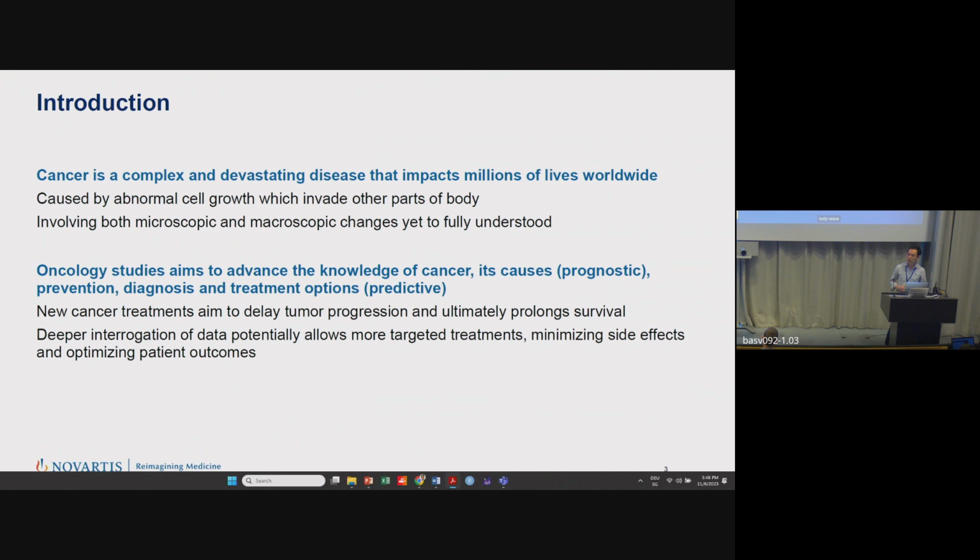New cancer treatments these days focus on not only delaying the tumor progression itself, but ultimately also prolonging overall survival of the patient. So having a deeper integration of the data can potentially allow us to have more targeted treatments, minimize the side effects of the treatment, and also optimize patient outcomes. So to have individualized treatment options depending on the characteristics of the patient.